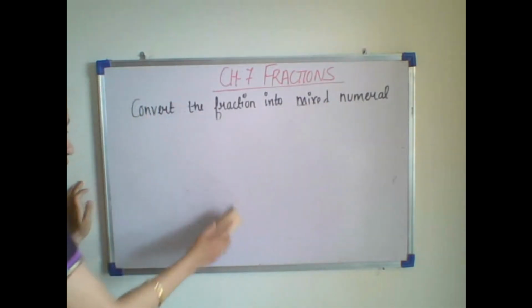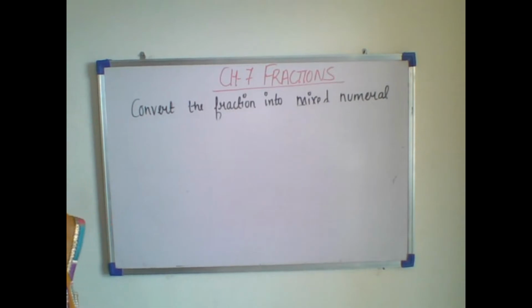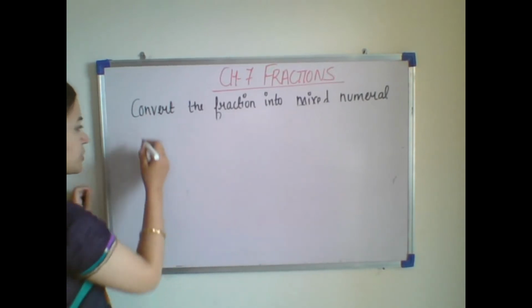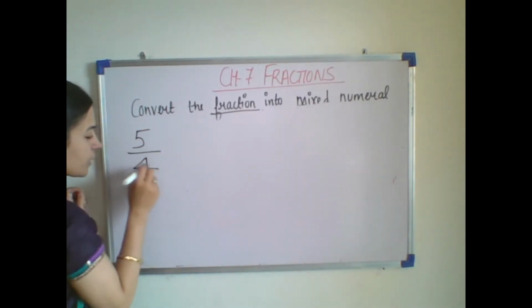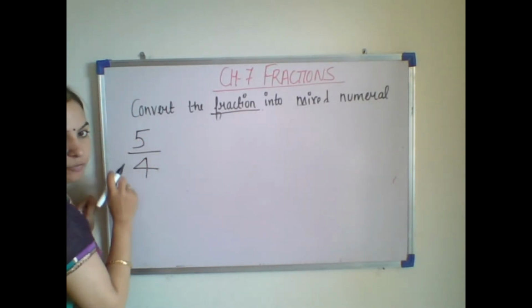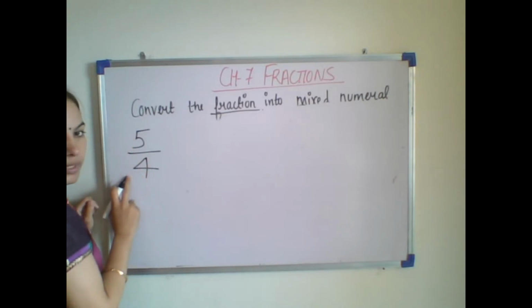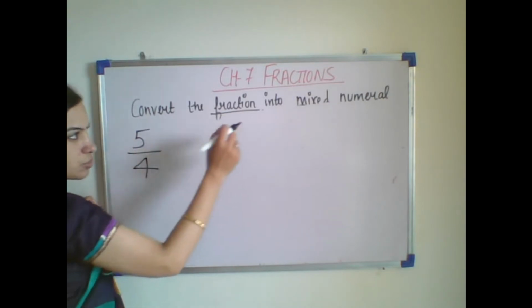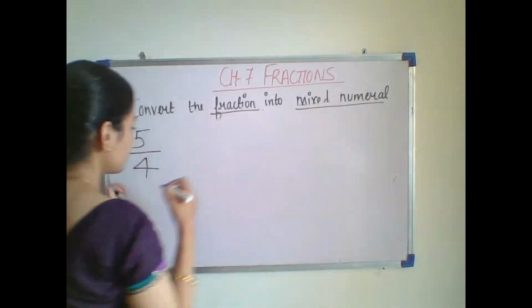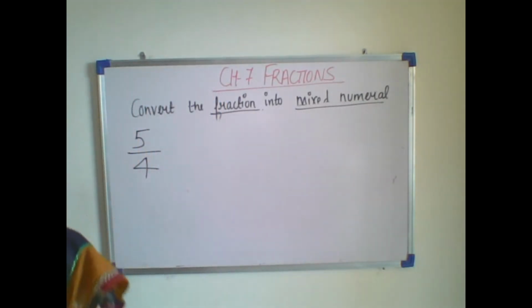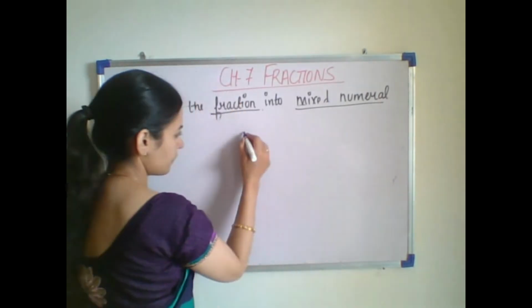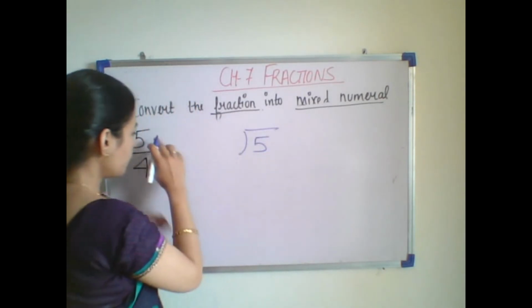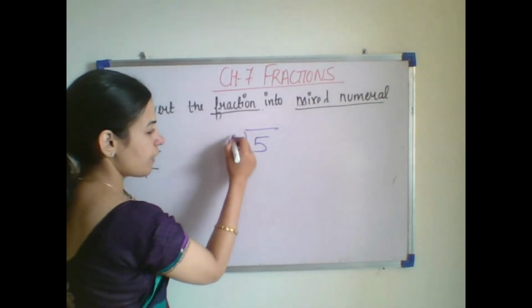I am writing another question. In this we have to convert this improper fraction, 5 upon 4, into a mixed numeral. So I have written here 5 upon 4. How to convert it? First of all, you have to divide 5 by 4.